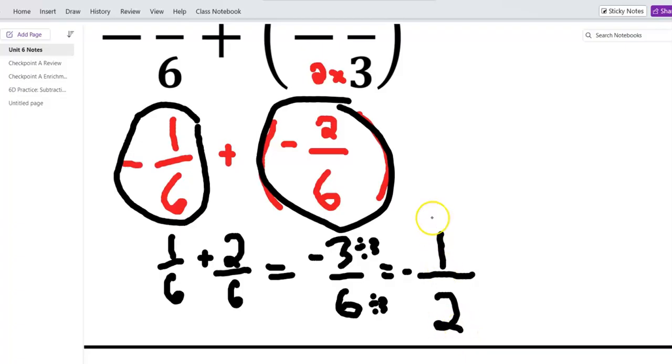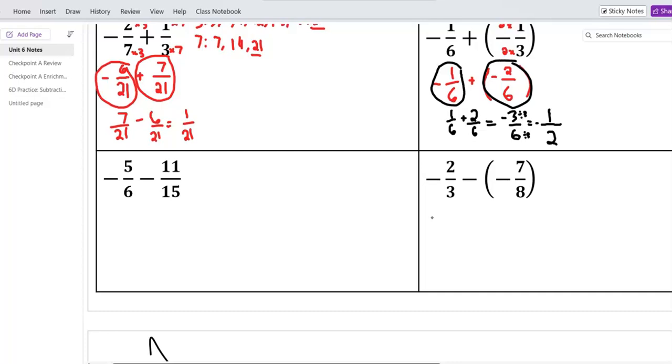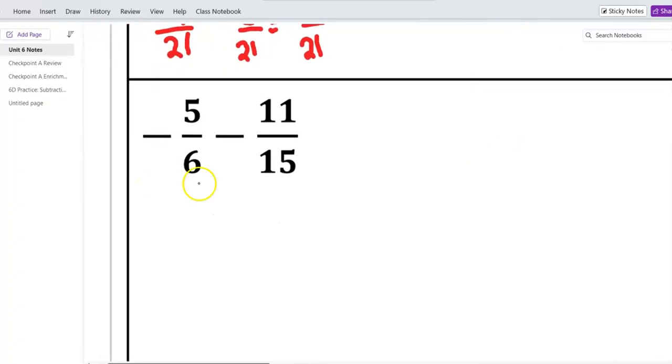Negative 1/2. Go ahead and take a moment, pause this video, and do these next 2. Remember, there's something special that's going to go on with this one over here. All right, so hopefully we paused it. Looking for a common denominator between 6 and 15, that is going to be 30. 30 is the lowest common denominator between the 2.